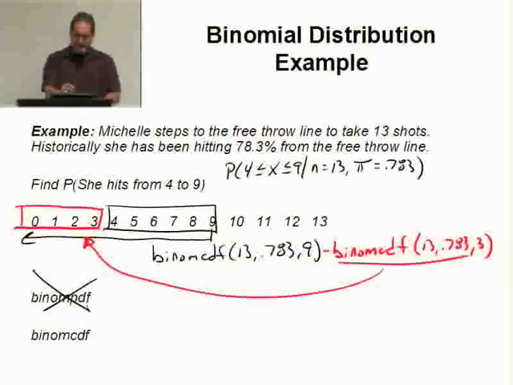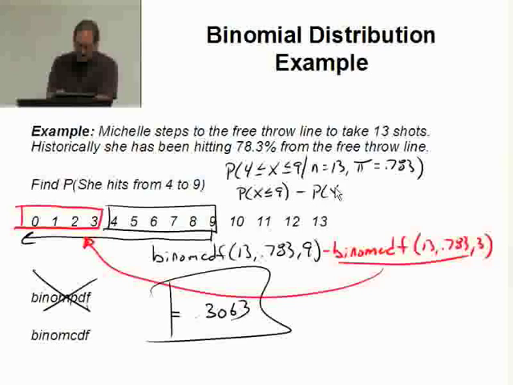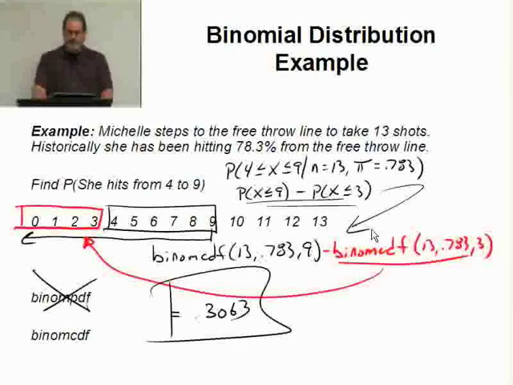There's my solution, 0.3063. So this is equal to 0.3063. There's my solution. Now, in terms of the probability statement, I can write this as the probability that x is less than or equal to 9 minus the probability that x is less than or equal to 3. This right here is exactly what I did down there with the binom CDF command.